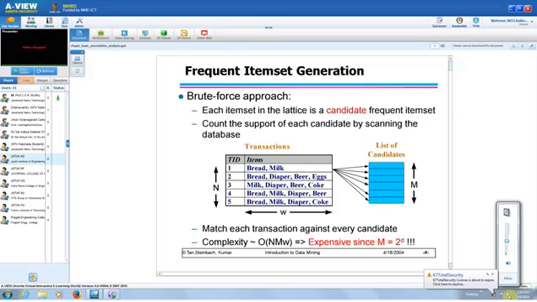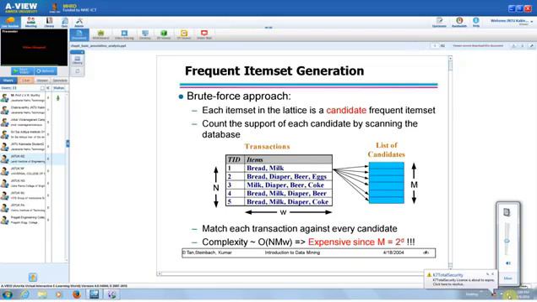So he has shown there. So here, match each transaction against every candidate. What is the complexity of this? Here, the order of complexity is, you have number of transactions N, M, where M is 2 power d. That means how many item sets are possible when there are d items. I said k, but he has taken the notation d. So M is 2 power d. That into W, where W is the width of transaction, that is the maximum. So the order of N times M times W is the complexity for this algorithm.